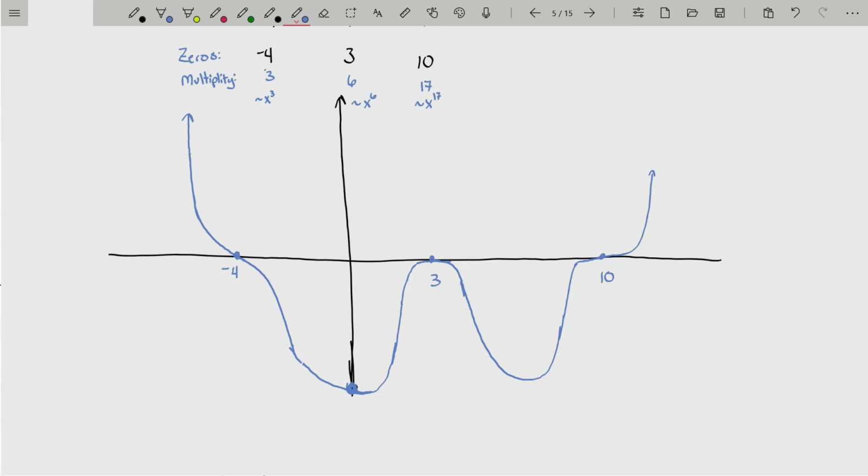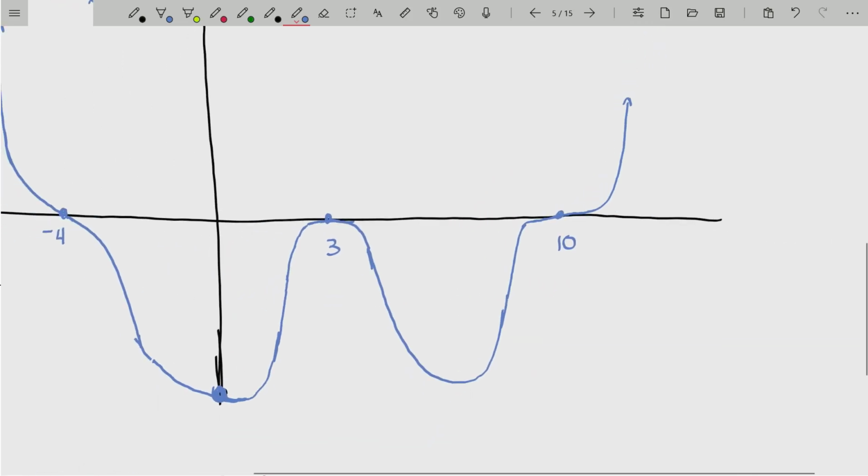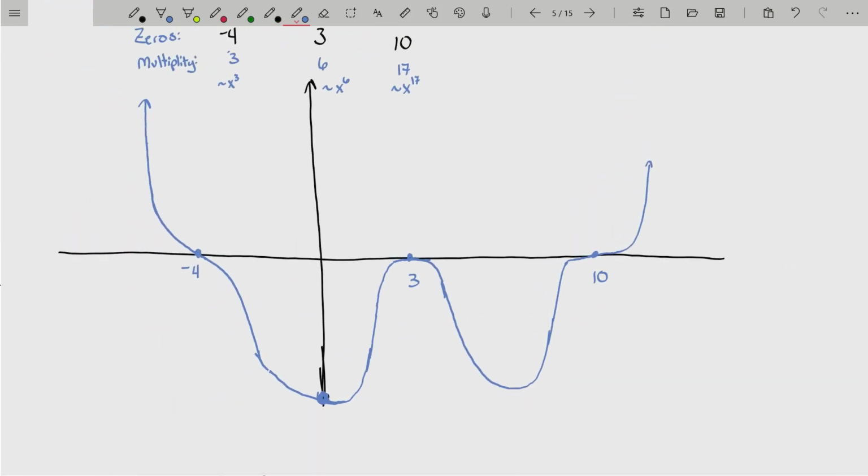That's critical. You want proper behavior near the zeros. Don't just draw a line through. That would be wrong, period. Lines are reserved for if you have a zero of multiplicity 1. It acts like x to the 1st. But when it's not a multiplicity of 1, then you should have appropriate behavior there, whether it's cubic or parabolic.